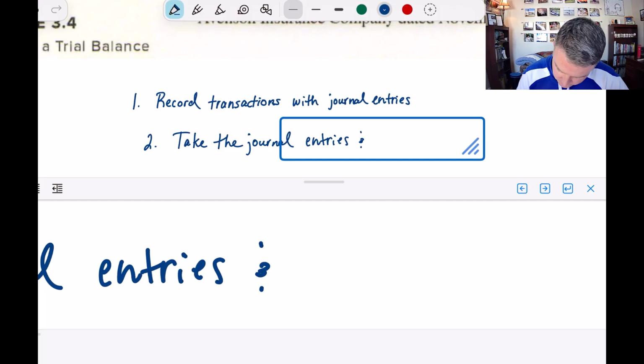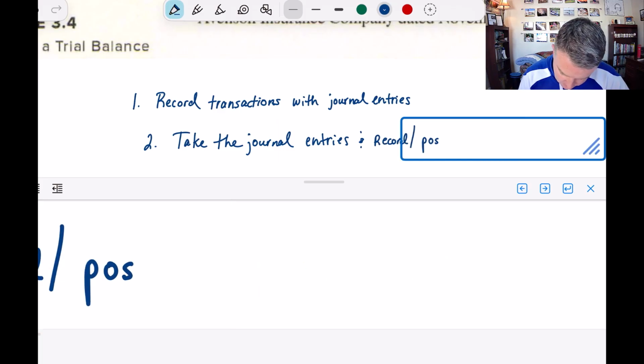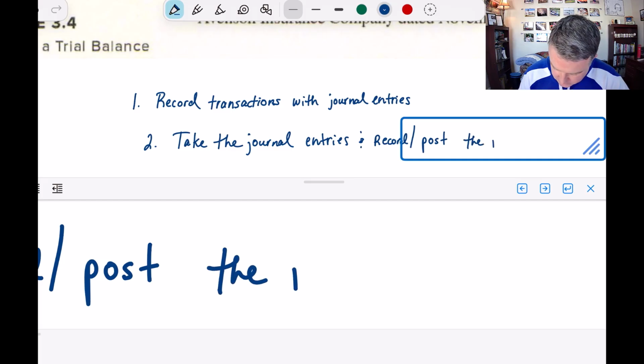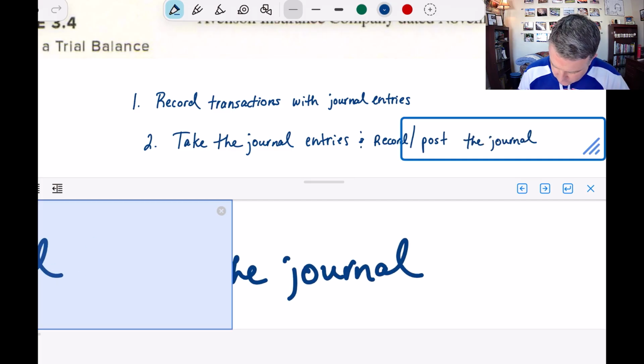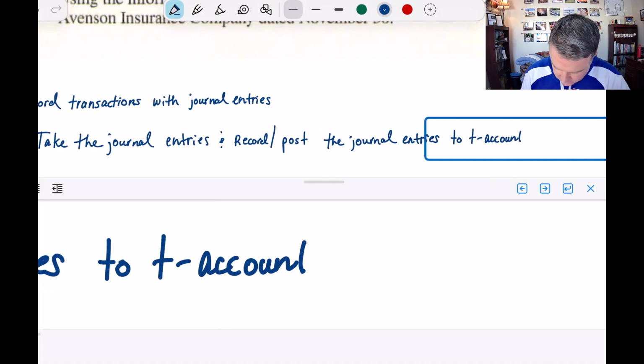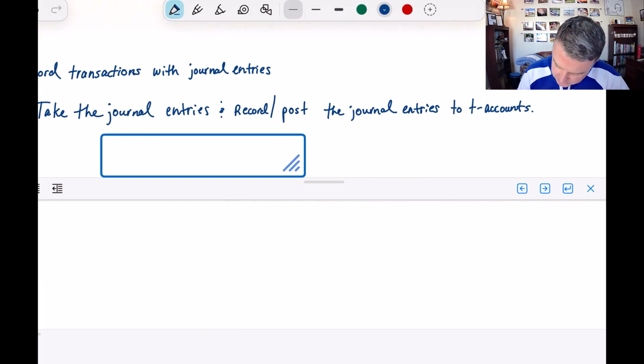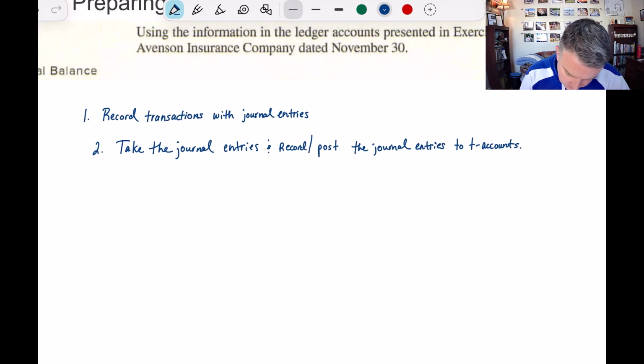And then step two is to take those journal entries and record, or post, the journal entries to T accounts. T accounts are simply a little chart that we create for each account, and it looks something like this. We have a horizontal line and then a vertical line, and it takes the shape of a T.